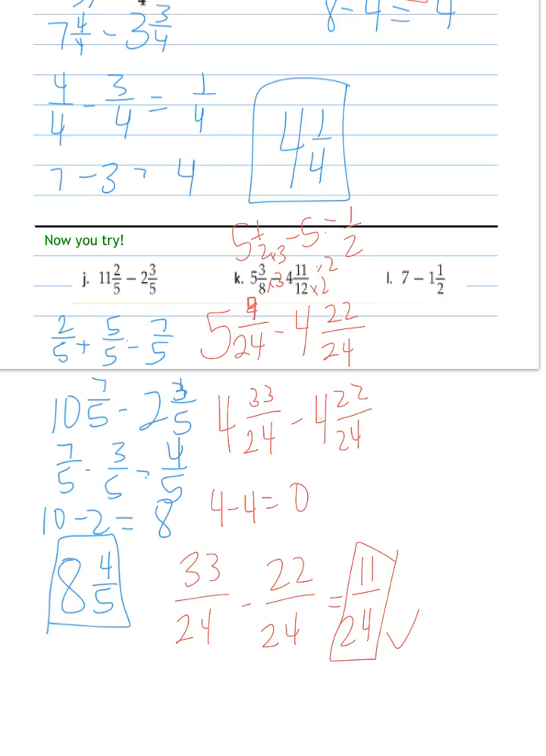Last one here, 7 minus 1 1/2. Okay. Again, I'm going to take one of those 7s, I'm going to make it 6, and 2 halves. So that 2 halves is equal to 1, so 6 and 1 is 7, so that's why we can do that. Minus 1 1/2. 6 minus 1 equals 5. 2 halves minus 1/2 equals 1/2. So our answer, 5 1/2.